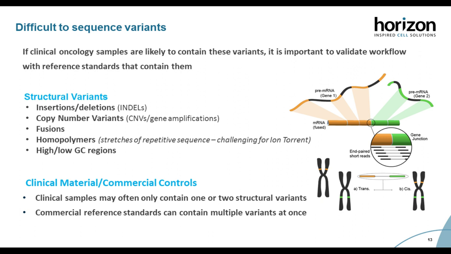Interestingly, clinical samples may often contain perhaps only one or two of these structural variants at a very highly characterized level. However, one of the main advantages of using commercial reference standards is that they have the ability to contain multiple variants at once. So you'll be saving yourself time and money because you'll only need to validate your assay with one set of material.